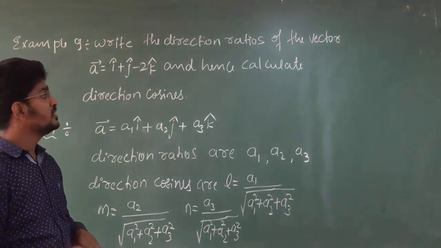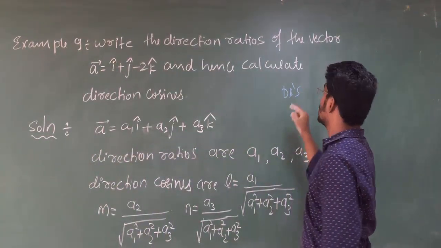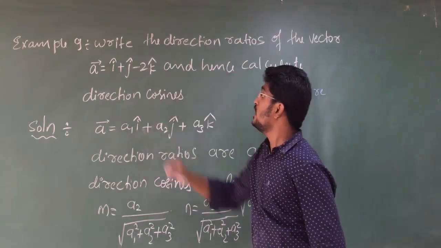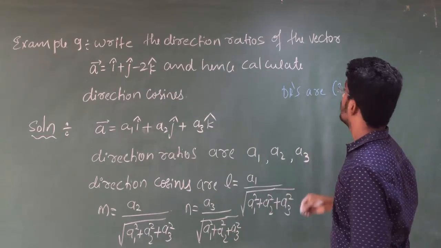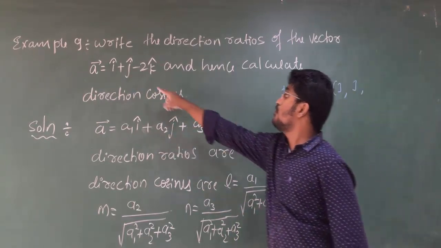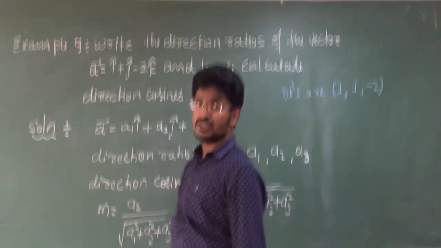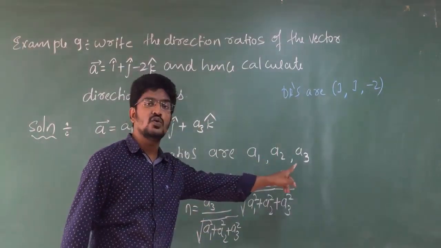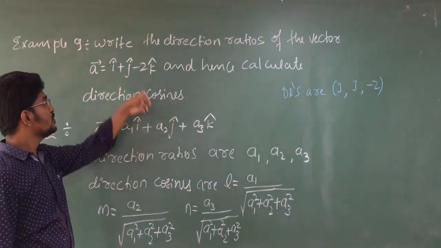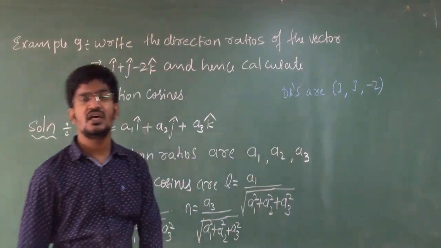So from this, now you can write the direction ratios of this particular problem. In shortcut I will write like this: direction ratios are 1 comma 1 comma minus 2. These are the direction ratios. That is nothing but a1, a2, a3. Clear? In the place of a1 you have 1. In the place of a2 you have 1. In the place of a3 you have minus 2. That is nothing but your direction ratios.